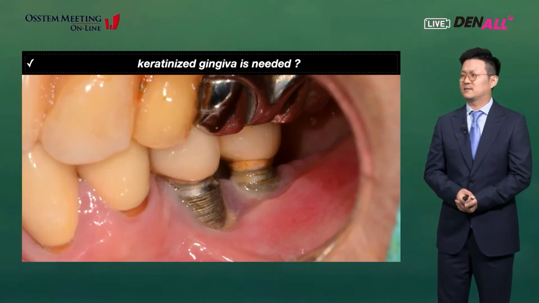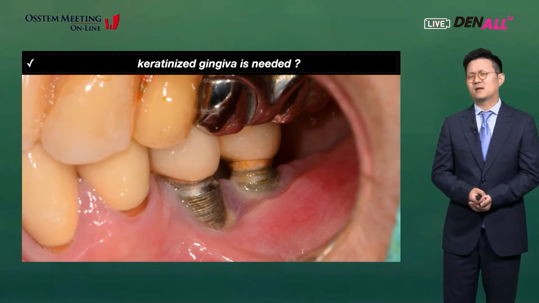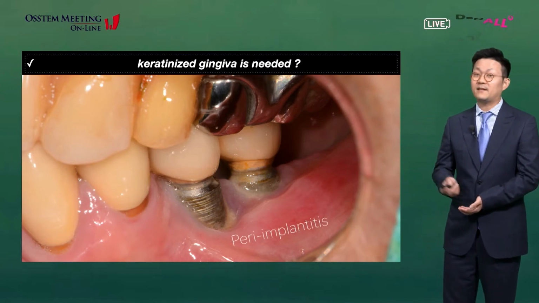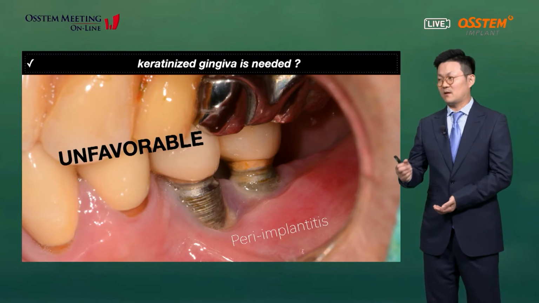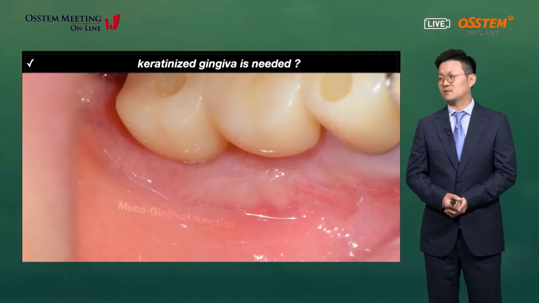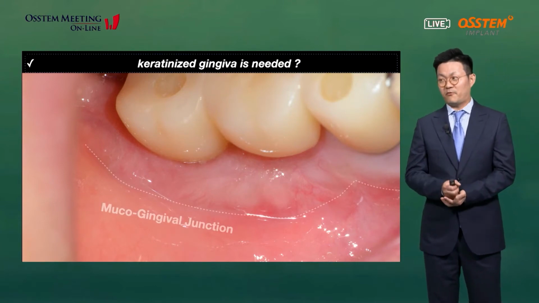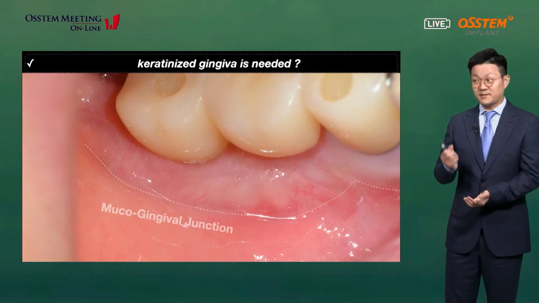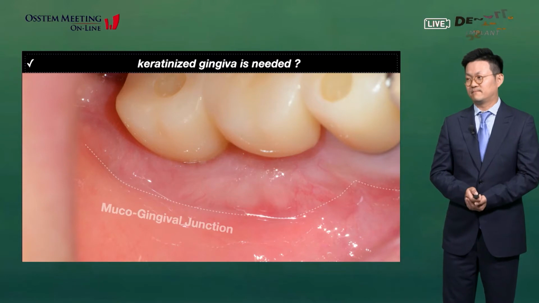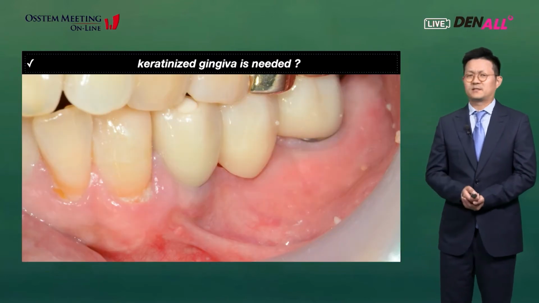How about this case? There is a fixture exposure with high plaque accumulation and suppuration is found. It's peri-implantitis. It's obviously unacceptable. How about this? It's good. It's acceptable. As you see, the mucogingival junction is far from the implant prosthesis and an enough attached gingival zone is found. I think it's acceptable.